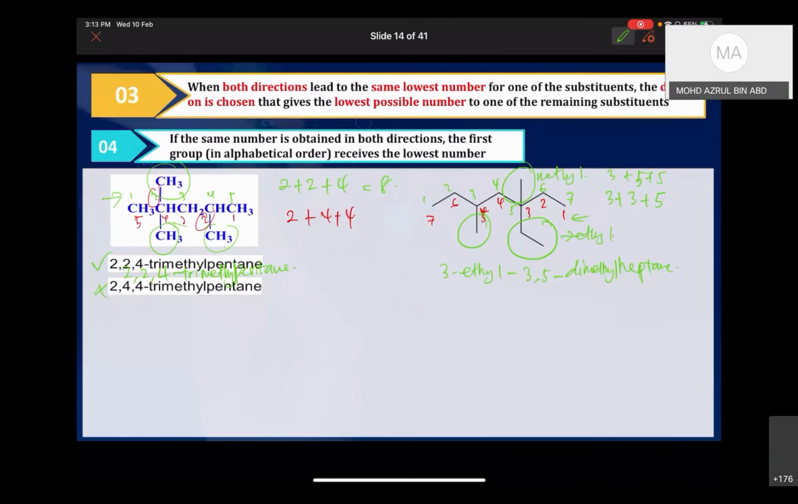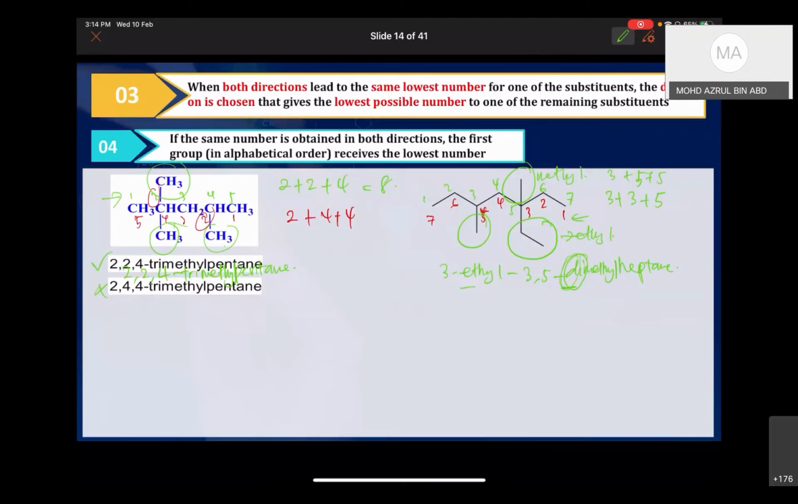5-dimethyl. If you can see from this name, ethyl starts from E, and dimethyl starts from D. Of course, D comes first, so logically we need to put the dimethyl first. However, for the rules, we cannot count the prefix name.